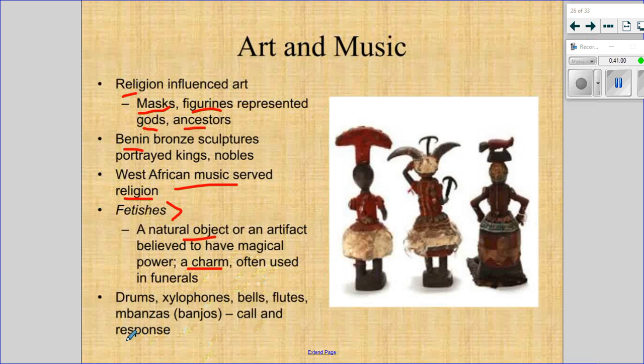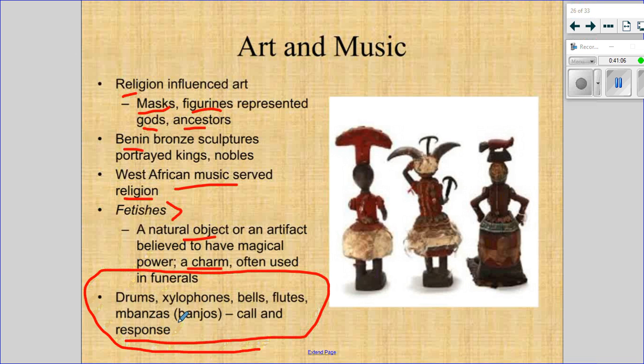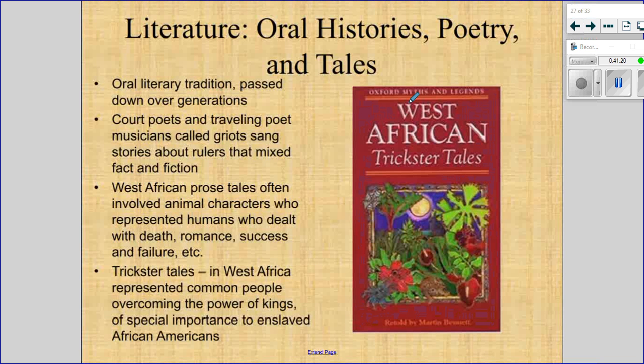All sorts of musical instruments that are common throughout the world today were invented in Africa: xylophones, bells, flutes, the banza, which is a banjo, call and response singing. That's all invented in Africa.